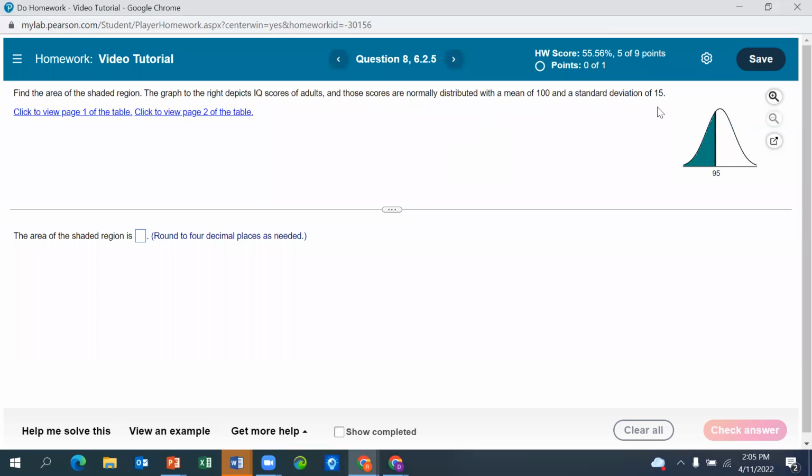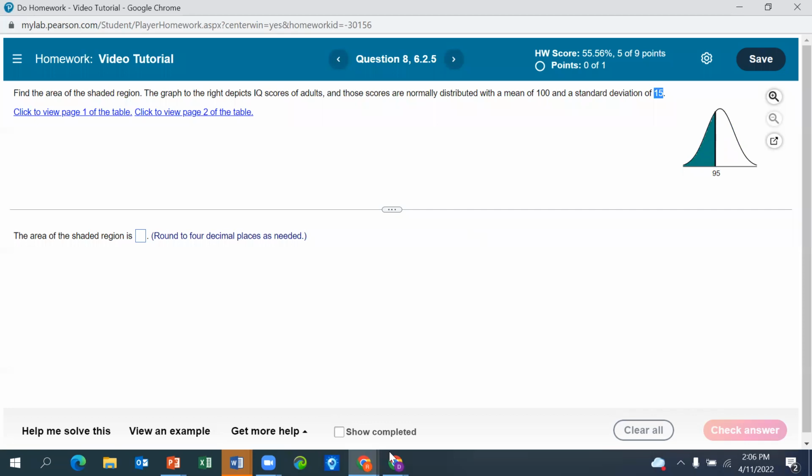They want us to find the area of the shaded region, the one here in green. The graph depicts IQ scores. The IQ scores have a normal distribution, you can see from the graph, with a mean of 100 and a standard deviation of 15. So now we do not have a standard normal distribution. We have a normal distribution. The mean is 100, the standard deviation is 15. So they want us to find this. Let's go ahead and do that.